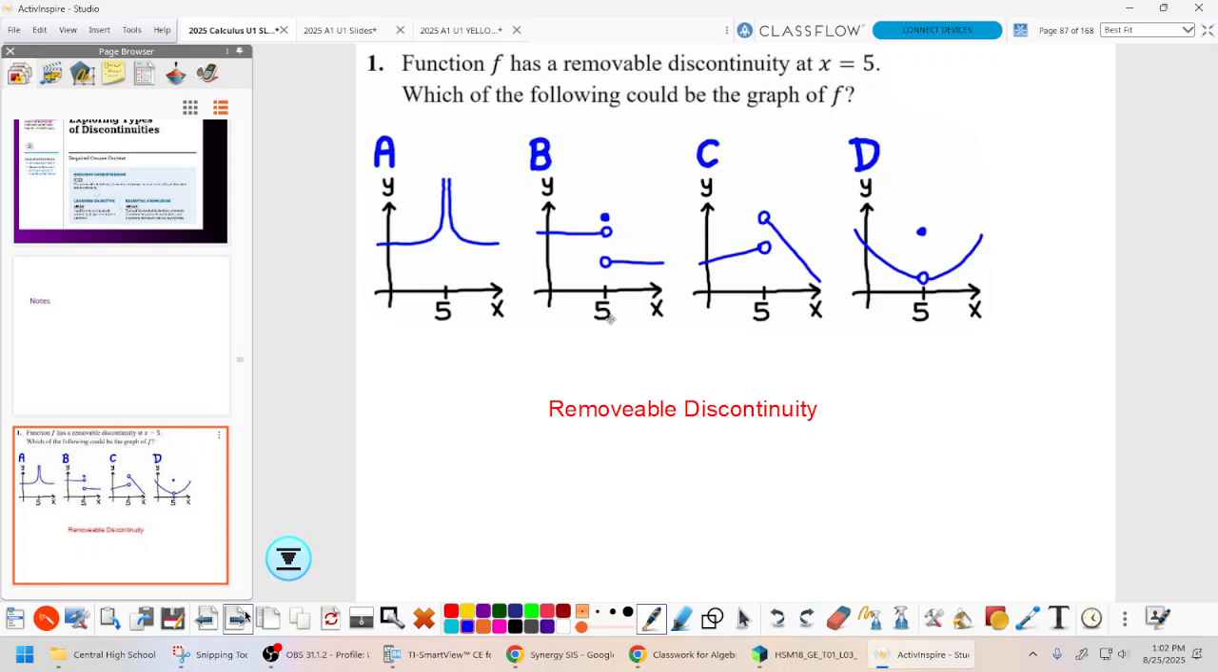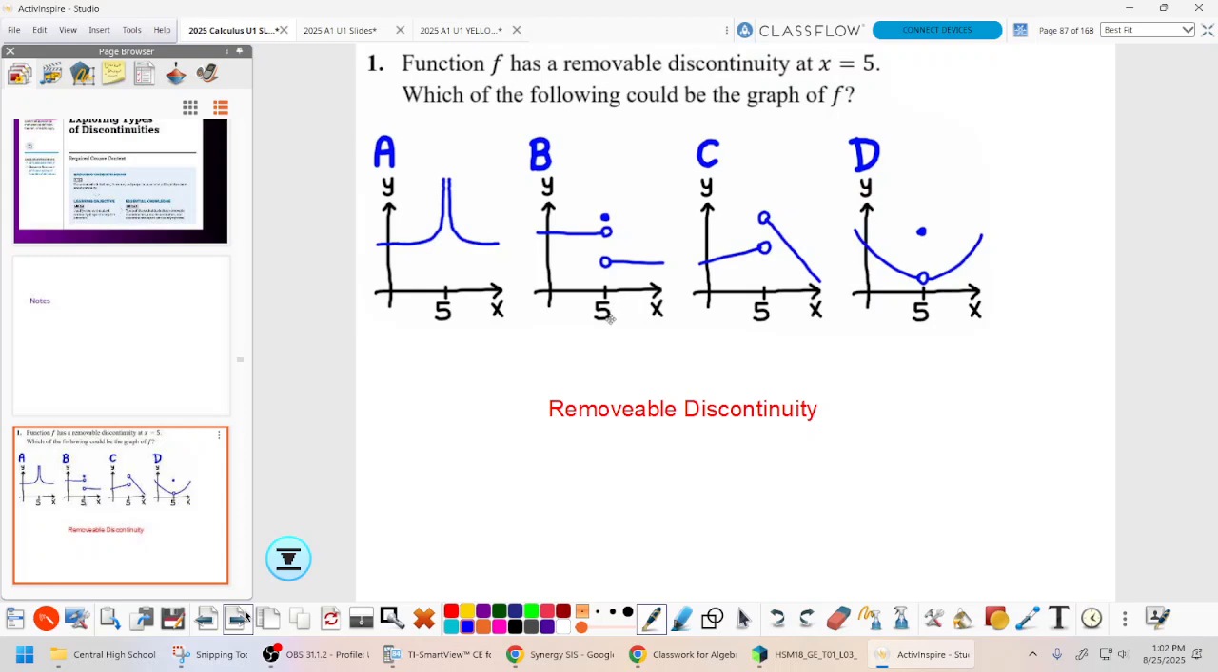And it probably depends somewhat on if your pre-calc teacher talked about removable versus non-removable. So, we'll see. But all right, everybody vote. Which one do you think it is? So you're holding up A, B, C, D. A is 1, B is 2, C.